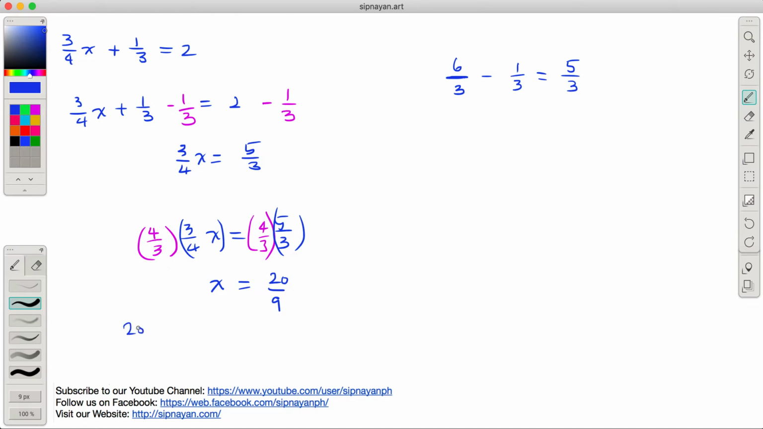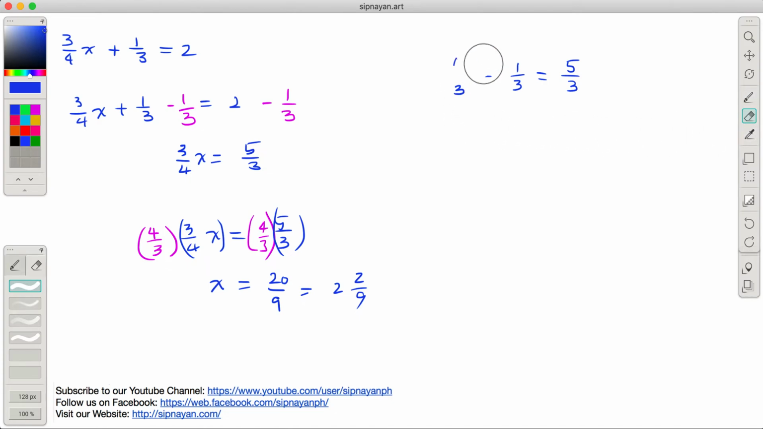So, 20 over 9. This is 2. This is the whole number, di ba? Tapos 18. 2 times 9 is 18. 20 minus 18 is 2. This is the whole number. This is the numerator. And this is the denominator. So, 2 and 2 9s. So, depende sa teacher nyo. Ako, kahit saan dyan sa dalawa, tatanggapin ko na yan as full point.